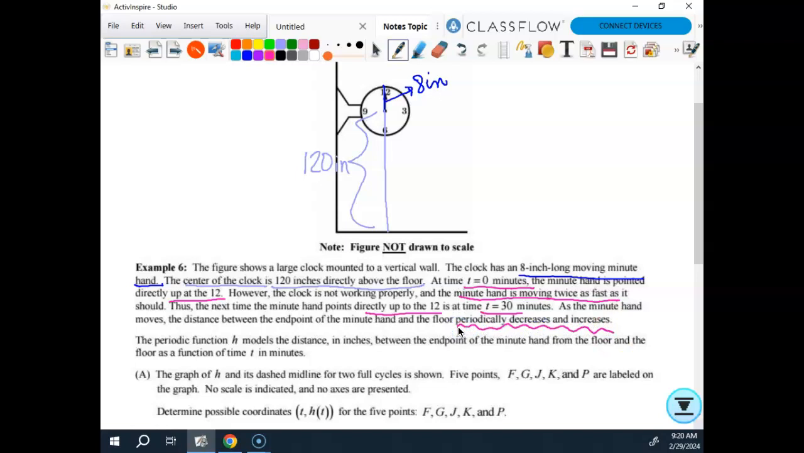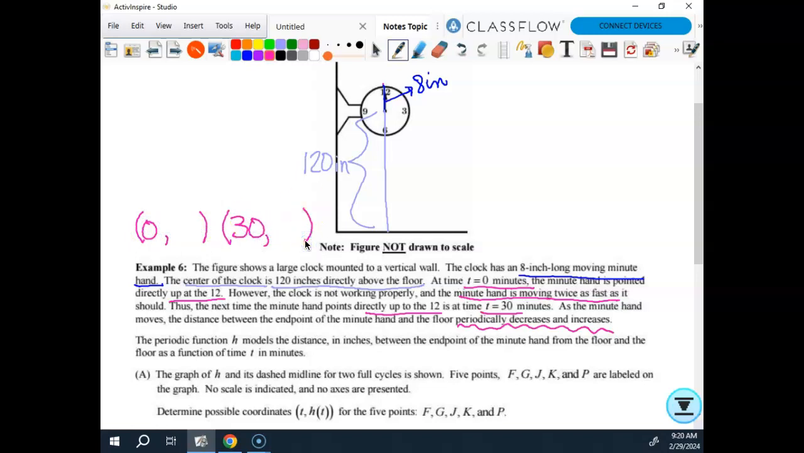Here's the end of the minute hand, right? As we go along, the distance between here and the floor decreases, and then it increases, and then it decreases, and then it increases. Just keep going around the distance from the floor. All right, so before I go any farther, I've got t equals 0 minutes, and I've got t equals 30 minutes.